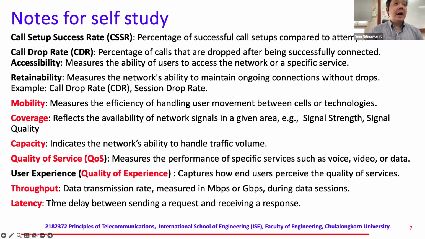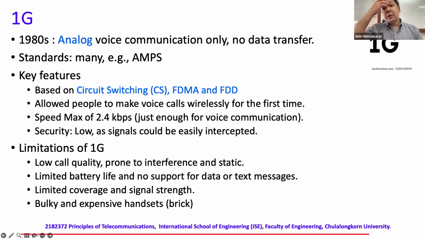Throughput and latency are quite quantifiable, right? Because the first can be measured in megabit per second, gigabit per second, per user. And then latency can be measured quite precisely in the unit of millisecond, for example. So again, I go over all these different G's as a review in a quick round.